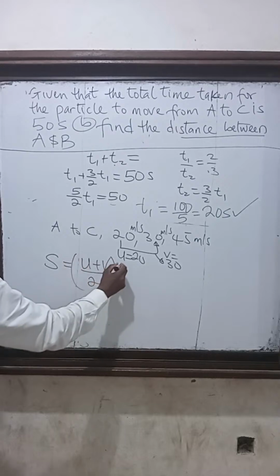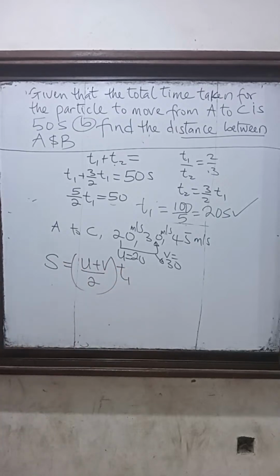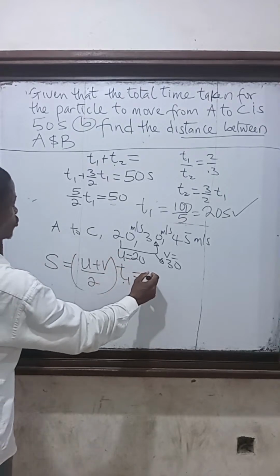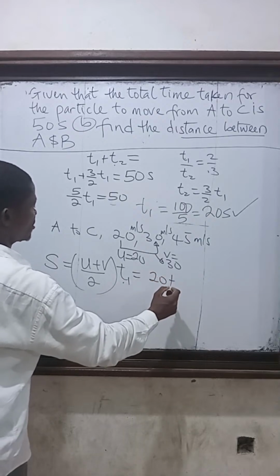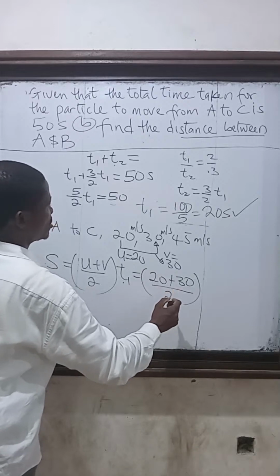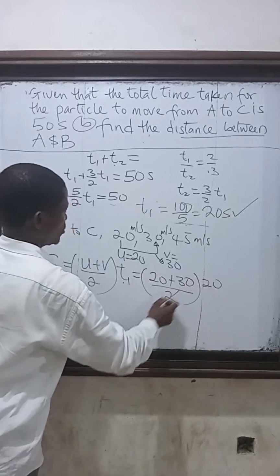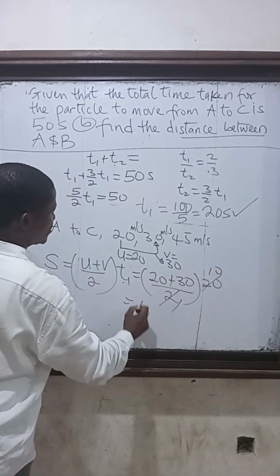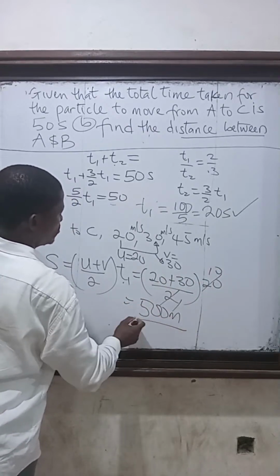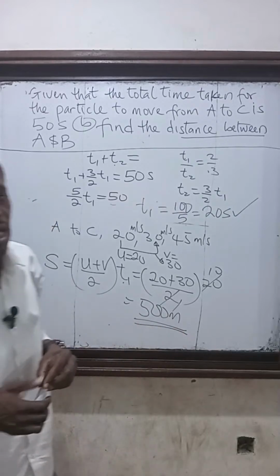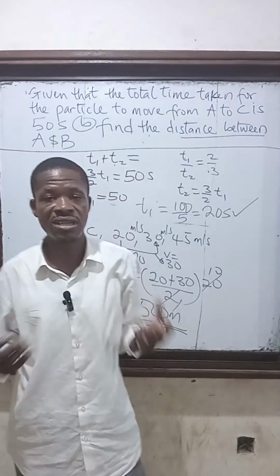So then we can find the distance between A and B using this formula. The time taken from A to B is T1. So your U is 20, your V is 30, over 2, and T1 is 20. So 2 here 1, 2 here 10. So that's 50 times 10. That's 500 meters, and that's the distance between A and B.